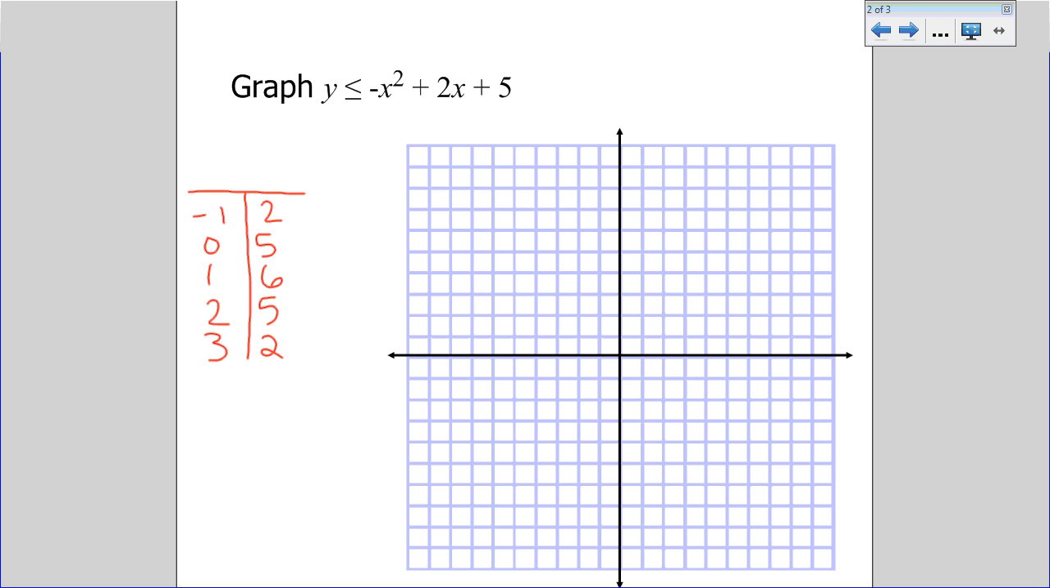We don't ask so much in this case for line of symmetry and vertex. We just want to get a sketch of this. So we're going to do negative 1, 2, 0, 5, 1, 6, and then we come down on the right-hand side with our symmetry.